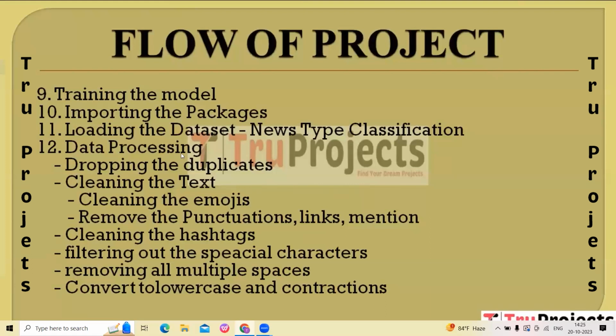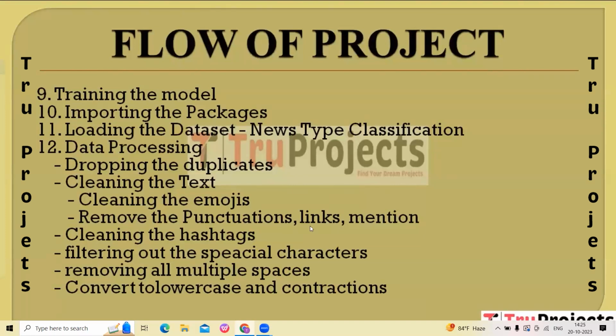This dataset will be used for supervised text classification. Next we have data processing. In this we have dropping the duplicates. Remove duplicate rows from the dataset to prevent data redundancy. Then we have cleaning the text. In this we include cleaning the emojis. Eliminate emojis from the text as they may not contribute to the classification.